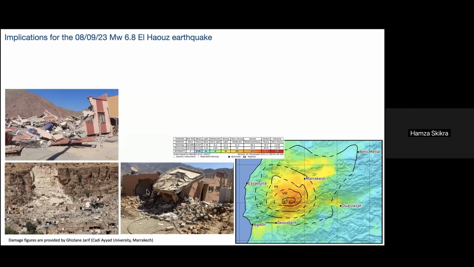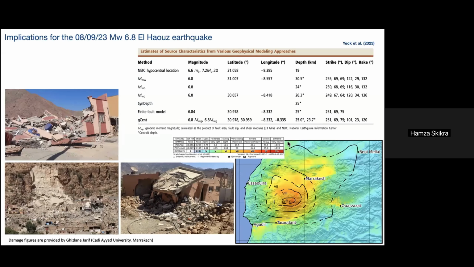Of course, in terms of magnitude, these images over here show some examples of damage in villages near this epicentral area. From this intensity map, we can see that the damage extended, for example, to other cities outside the range, like Marrakesh and Taroudannt, north and south of the High Atlas. The following table presents an initial compilation of different parameters of the El Haouz earthquake published by Yeck et al. in Seismic Record in 2023. It highlights two critical aspects regarding this event.